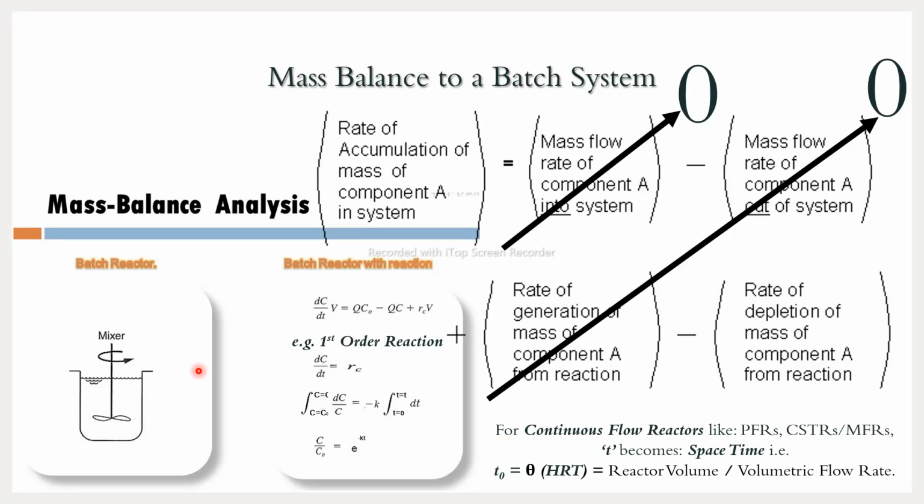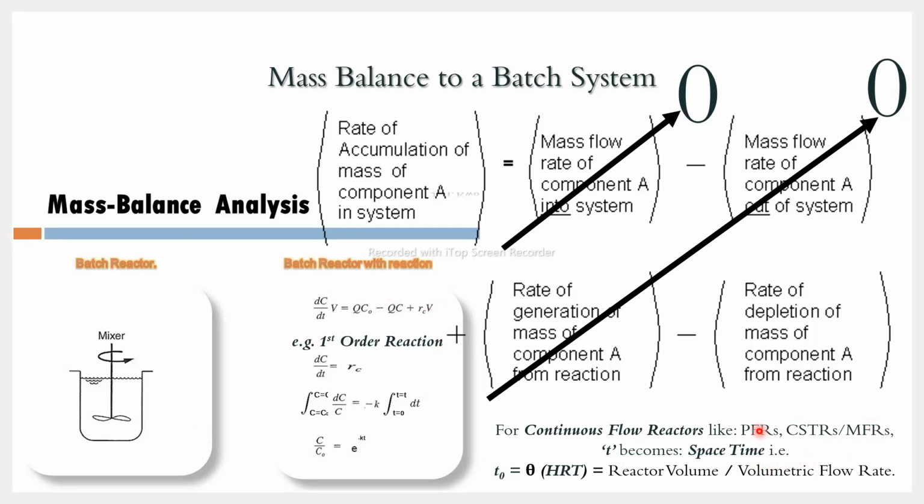But this is for a batch reactor, where the mass flow rate in and mass flow rate out are 0. For continuous flow reactors like PFRs or CSTRs or MFRs, as I told earlier, the term T here becomes the hydraulic retention time, or theta, or T naught. So what is it? In a batch system there is no flow. The concentration is changing over time, and the water is present inside it. Nothing is coming in and nothing is going out. That reaction is given in your batch system.